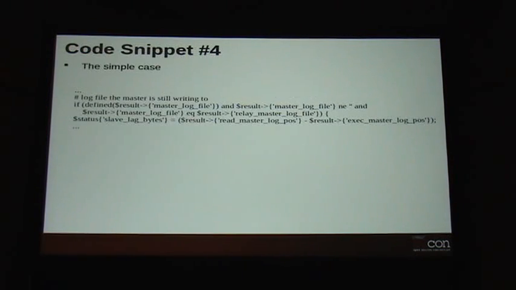So now come the code snippets. Simple case, there is some validation there to make sure that we have the data. For example, MySQL replication has 2 threads. One is the I/O thread, which is the one pulling all the binary logs from the master, and the other one is the SQL thread, which is the one executing on the slave.